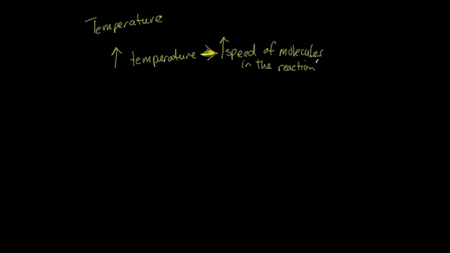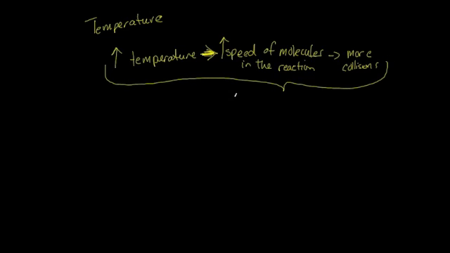Okay? Now think about that for a second. If those molecules are moving much faster, they're going to collide with each other much more. Okay? So that leads to more collisions of the molecules that are reacting. Okay? And that therefore leads to more reaction. All right, a faster reaction. Okay, so the increased temperature, increased speed of the molecules in the reaction, more collisions of the molecules in the reaction leads to a faster reaction.